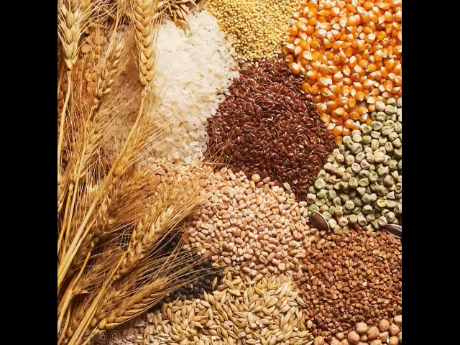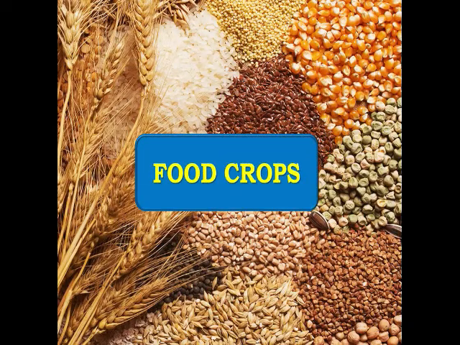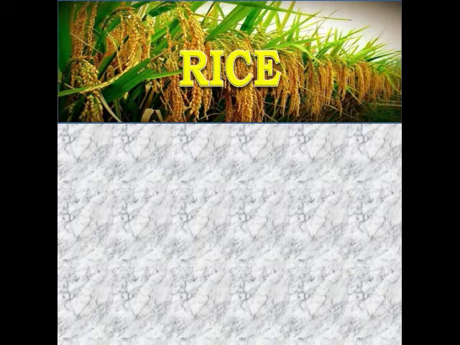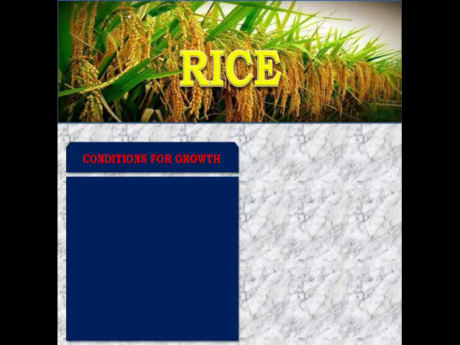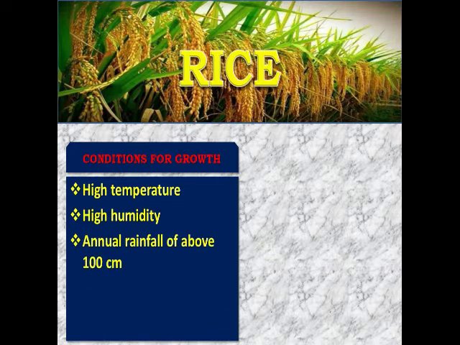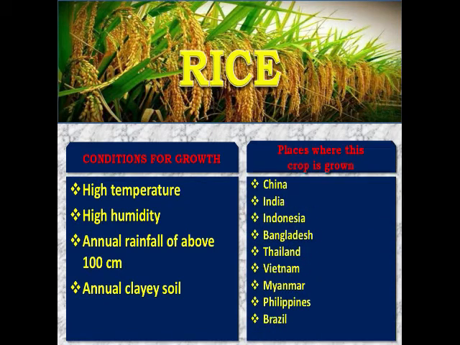Okay, so let's see about each topic. First we see about the food crops. First one is rice. Let's see what are the conditions for growth of each crop and where it is cultivated. So conditions for the growth of rice: it needs high temperature, high humidity, annual rainfall of above 100 centimeters, and clay soil. Places where this crop is grown are India, China, Indonesia, Bangladesh, Thailand, Vietnam, Myanmar, Philippines and Brazil.